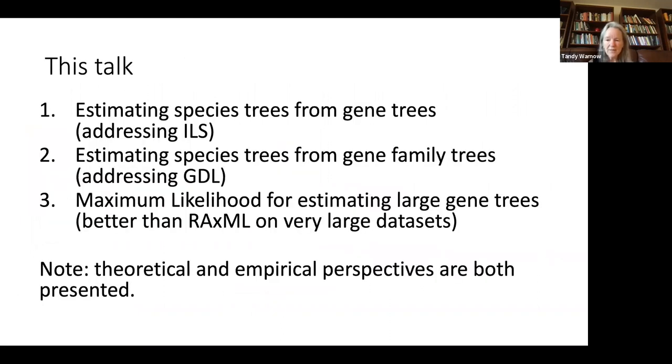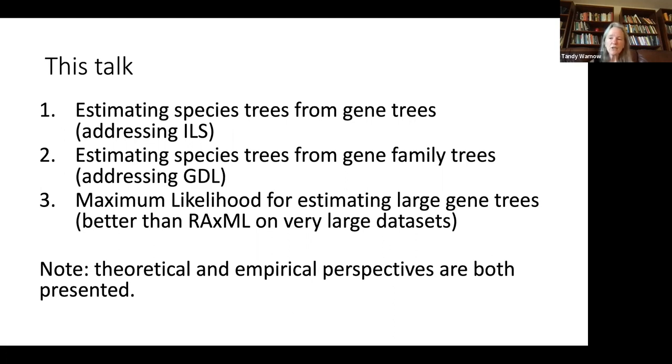So today's talk, I have three parts. I'm not 100% sure that I'll get through all three, but the first two are about species trees. Estimating species trees, either under incomplete lineage sorting or under gene duplication and loss, or under their combination when both are occurring. And the third part is about how to get maximum likelihood trees on very large data sets. So very, very large data sets. Here, I mean, well more than 10,000 sequences. So solving maximum likelihood well and improving on RAxML, which right now is the leading maximum likelihood software in the world.